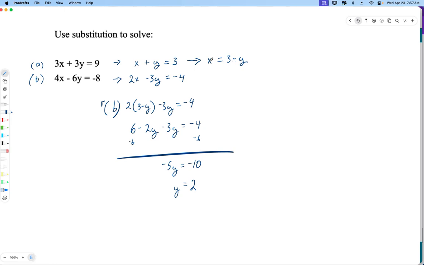Now I can solve for x by putting the value of y in here. 3 minus 2 equals 1. So x is equal to 1, and that's my solution. 1, 2. It's not super difficult. It just means there are extra steps before you can use the equation to solve, right? Look for a way to reduce it, right?